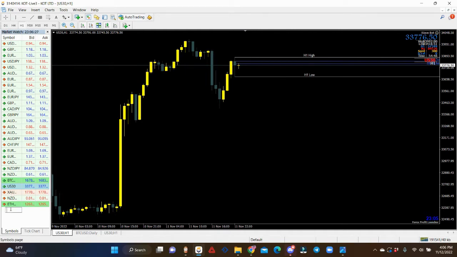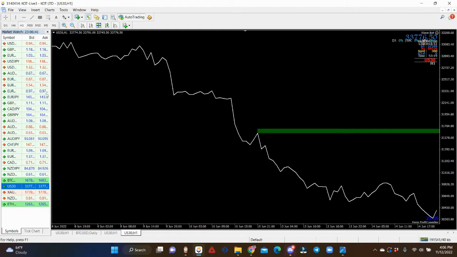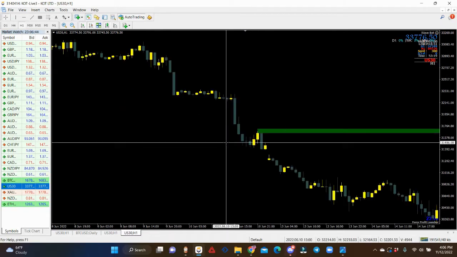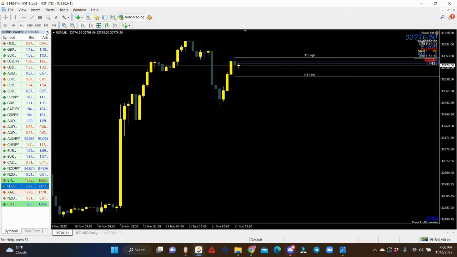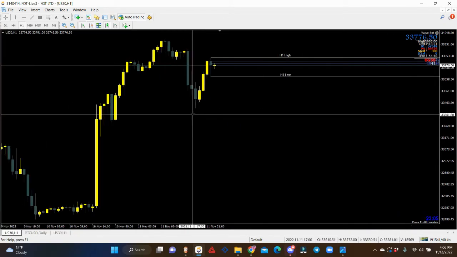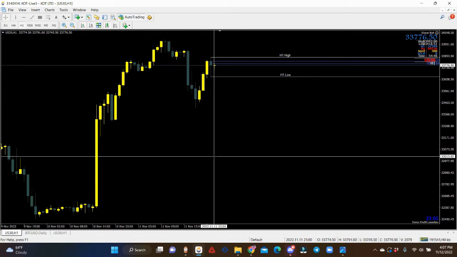You're gonna go down to the bottom, double click, and type US 30. You see how it popped up. It's not gonna enter just because I already have it right here, but then you'll right click that, click Chart Window, and then boom, you see how it just created a new US 30 chart. That right there is how you're going to be able to get US 30 on your broker. This is how you're going to be able to trade it the same way as everybody else in the community. Now, that's the first thing.